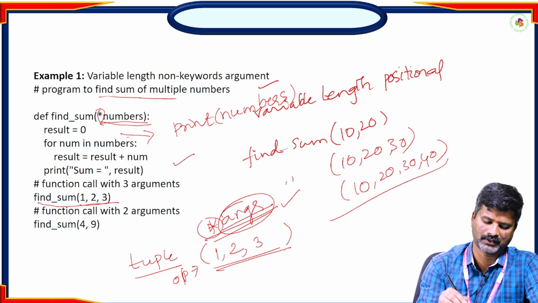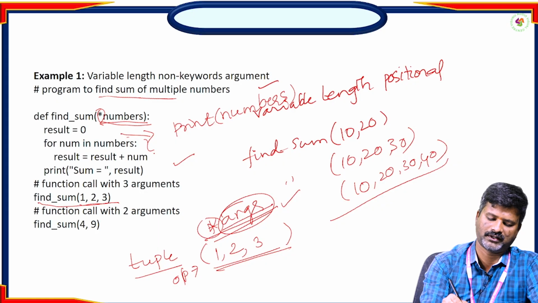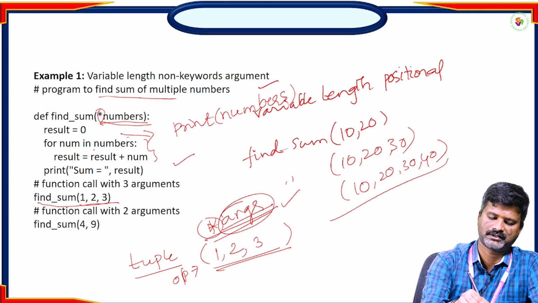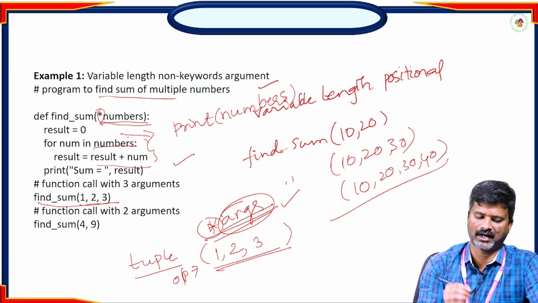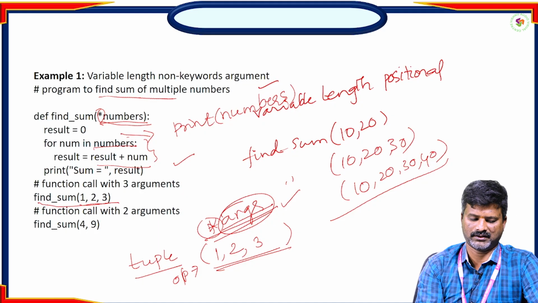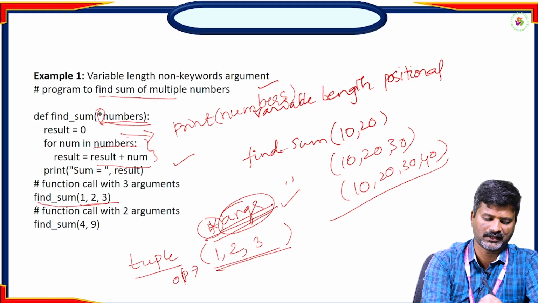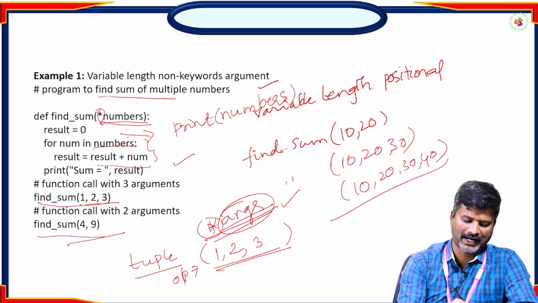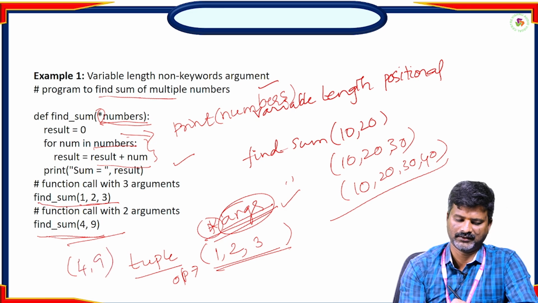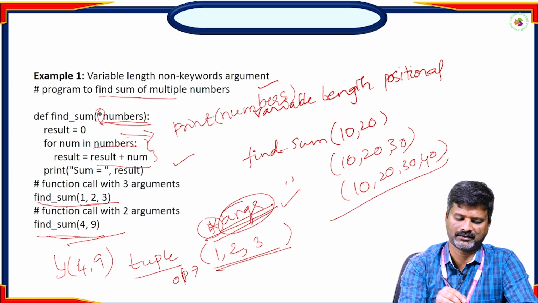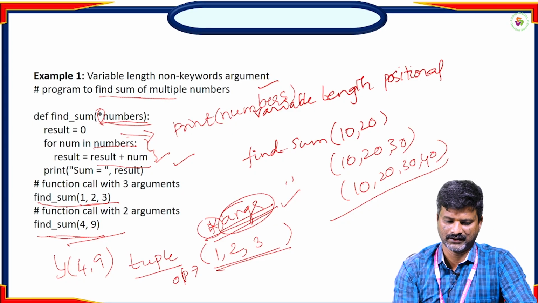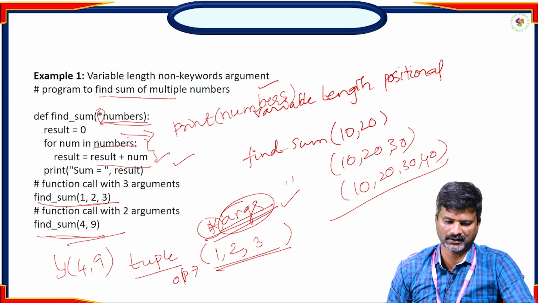Whenever you want to perform summation, simply you need to iterate with a loop. For num in numbers, this is a tuple, and one by one the value will be iterated and added like this: result equals result plus num, and finally that value will be returned. Here I am calling with only two arguments, and numbers contains two values, something like 4 and 9. You iterate over this tuple one by one and add, result equals result plus num, and you get the sum. This is a variable length non-keyword arguments example.